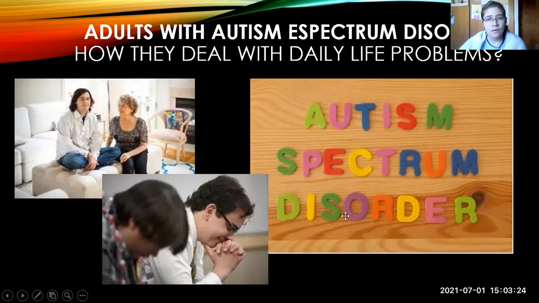Then we have adults with autism spectrum disorder and how they deal with daily life problems. In the first picture, we can see an adult next to who appears to be his mom, and they look like they get on well. But in the second picture, we have an adult struggling with a situation that appears to be a social interaction. It means that there are many different ways to suffer this condition. Maybe you cannot act how people expect you to, but you can deal with that. But in other cases, they don't know how to do anything alone, and that's a real difficulty for them.